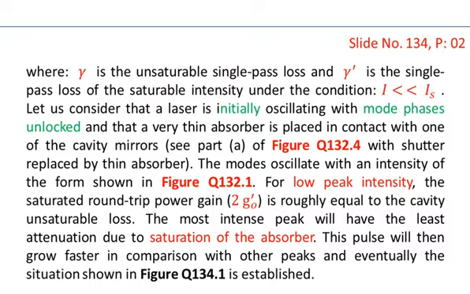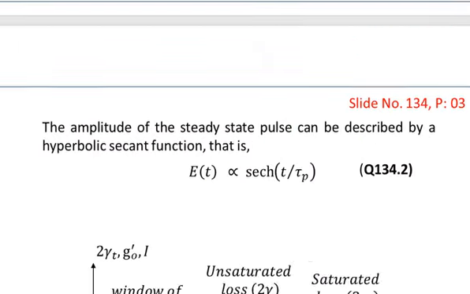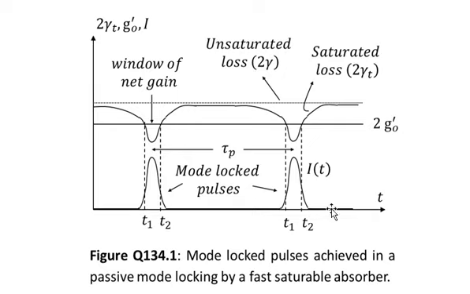So let me show you figure number 1. This is figure number 1. The caption of the figure is: mode locked pulses achieved in passive mode locking by a fast saturable absorber. Along the vertical axis, we are plotting three quantities: 2 gamma t, g naught prime, and I, where I is the intracavity intensity, that is the intensity within the laser. G naught prime is the gain of the active medium, and 2 gamma t is the net loss.